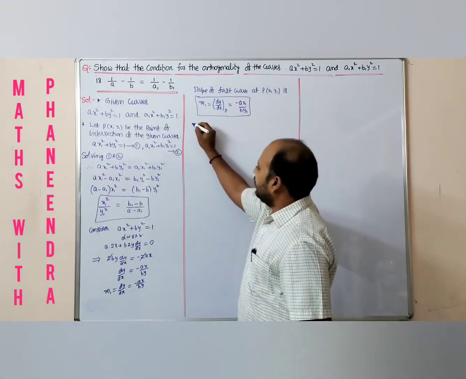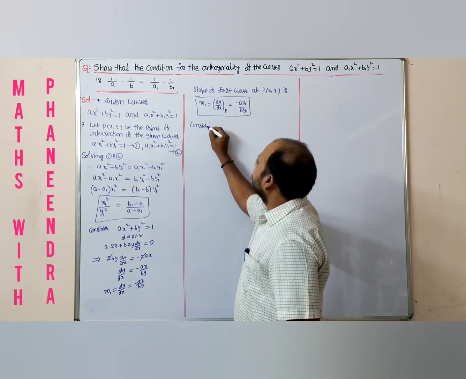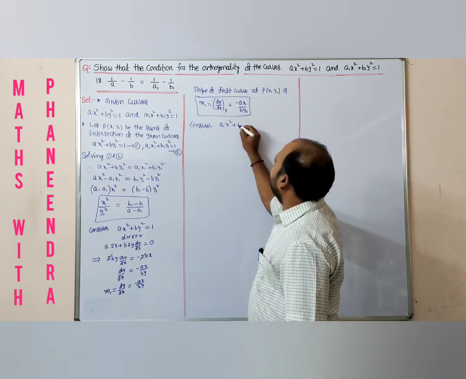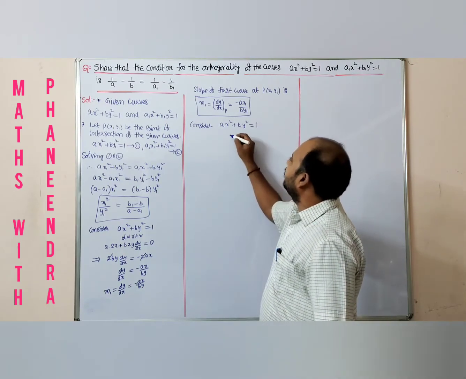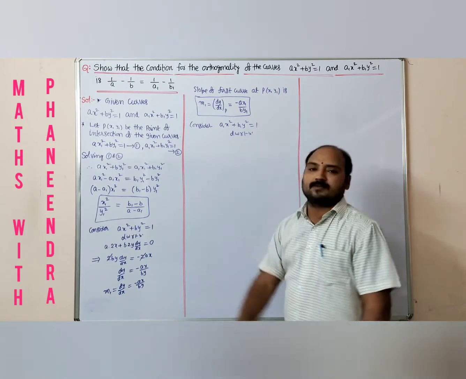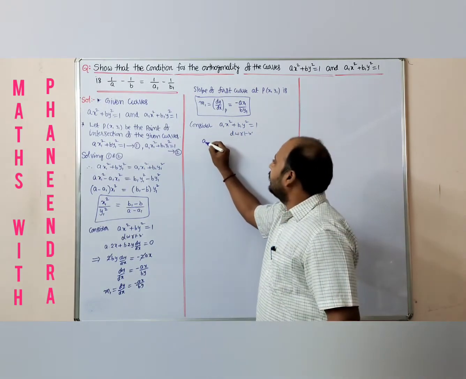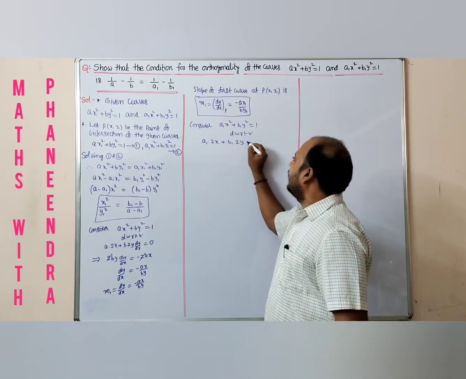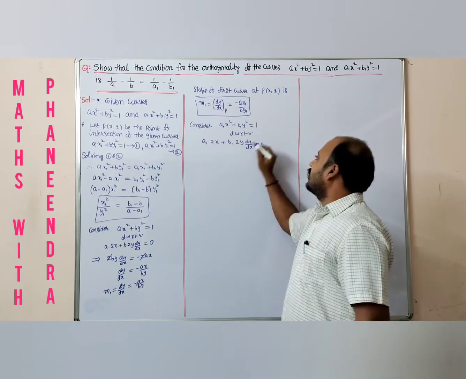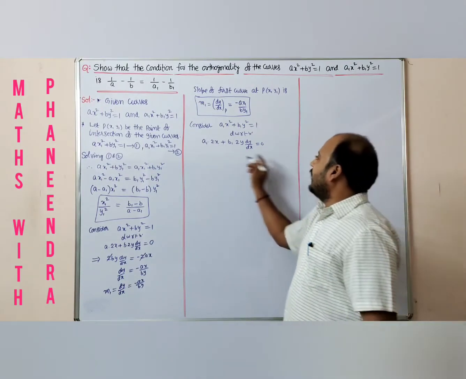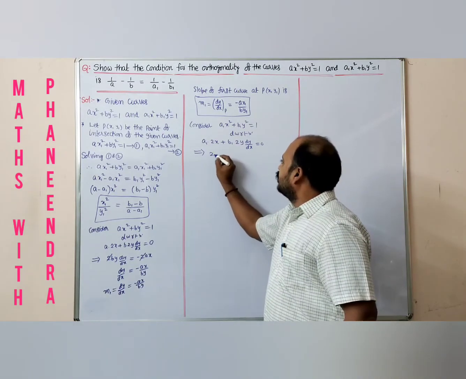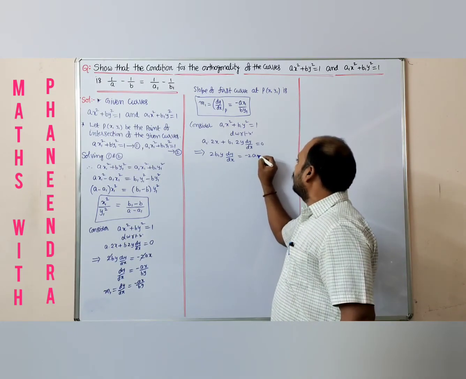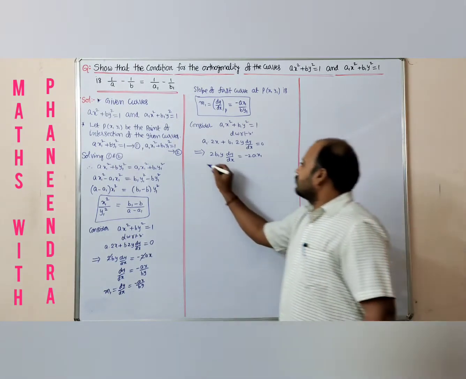Similarly, consider the second curve, a1 x square plus b1 y square equal to 1. Differentiate with respect to x. So if we differentiate, a1 into x square derivative 2x plus b1 y square derivative is 2y, again y derivative is dy by dx. Constant derivative 0. So 2a1x we can take to this side. We will get 2b1y into dy by dx is equal to minus 2a1x. So what I want is dy by dx now.